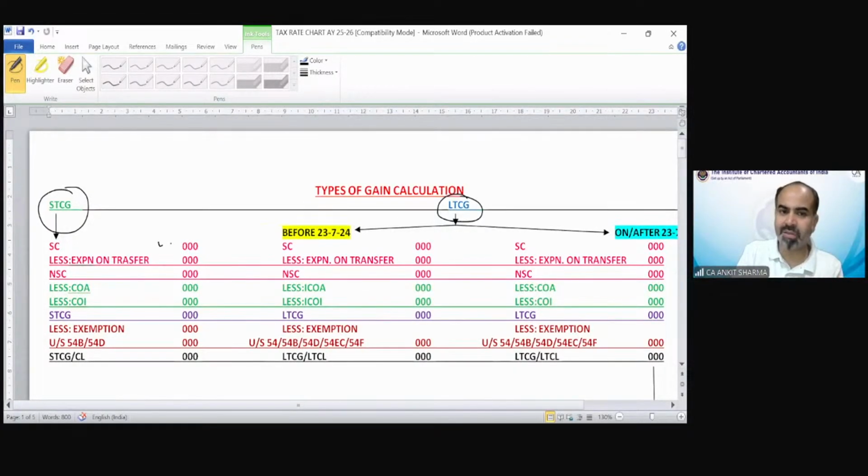In case of short-term capital gain, how are we going to calculate that gain? We all know: sale consideration, expense on transfer, net sale consideration, cost of acquisition, cost of improvement. No indexation required. Then we will have our short-term capital gain. Then we can claim exemption. Out of those 5 exemptions, 54B and 54D are for both short-term and long-term capital gain. All other 3 exemptions are only for long-term capital gain. So all 5 are for long-term capital gain, but only 2 exemptions are there in case of short-term capital gain. After that, there could be a short-term gain or loss. Rates of tax would come after this chart.